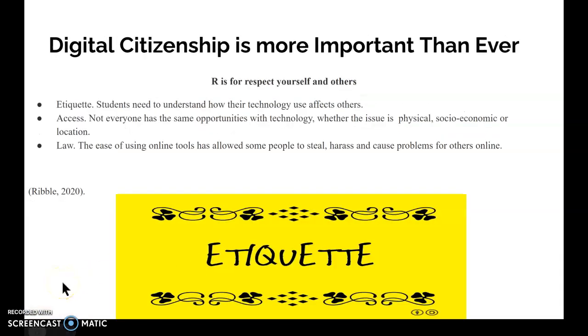Digital citizenship is more important than ever. R is respect for yourself and others. We need etiquette. They need to understand how the technology affects others. Access. Not everyone has the same opportunities with technology. And the law. The ease of using online tools has allowed some people to steal, harass, and cause problems for others online.